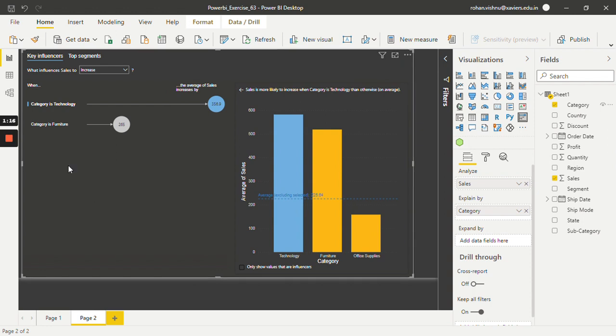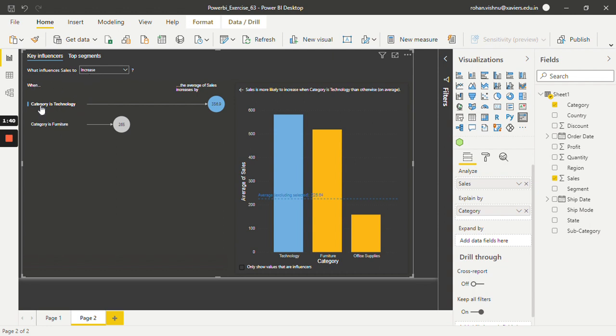First of all, there are two tabs. The first one is key influencers and the second one is top segments. We'll stick to key influencers first. Now the first statement that it has is what influences sales to increase or decrease. So over here we have two options. Let's see increase first. So categories like technology and furniture influence sales to increase.